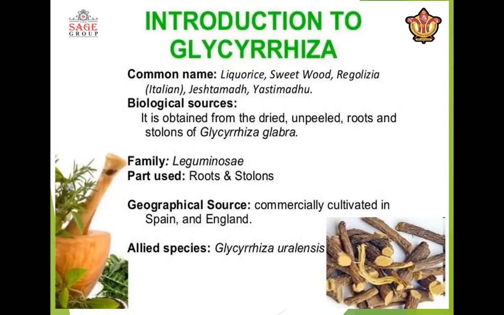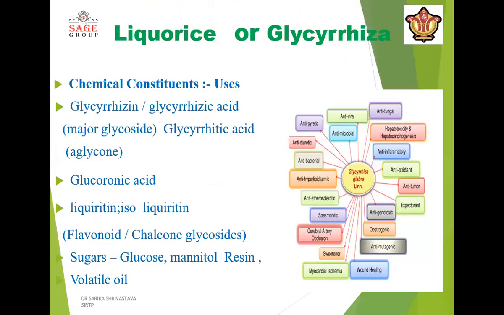The biological source of glycyrrhiza: it is obtained from the dried, unpeeled roots and stolons of Glycyrrhiza glabra. It belongs to the family Leguminosae. The parts used are roots and stolons. The geographical source: it is commercially cultivated in Spain and England. The allied species of Glycyrrhiza is Glycyrrhiza uralensis.